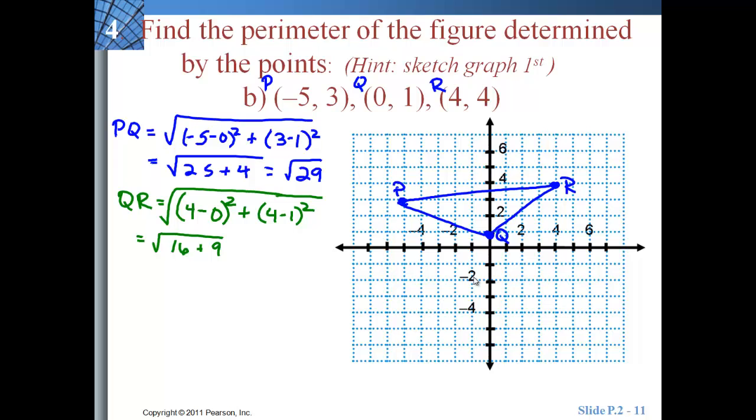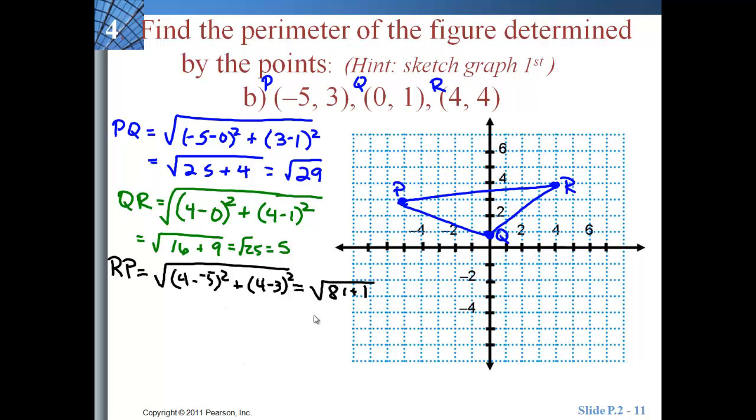So we're going to have square root of 16 plus 9, which happens to be square root of 25, which is 5. And lastly, we will do the distance from P to R, which is going to be 4 minus negative 5. So we did 4 minus the negative 5 and 4 minus 3. Square both of those, you're going to end up with square root of 81 plus 1, which is square root of 82. Now this is going to look pretty ugly because you've got some square roots and some whole numbers, but the perimeter is going to be square root of 29 plus square root of 82 plus 5. That's going to be approximately 19.44.